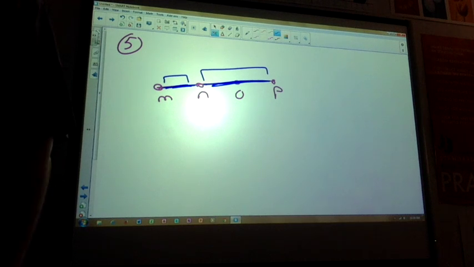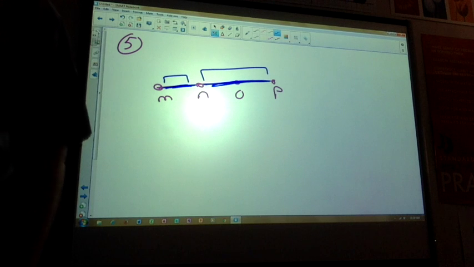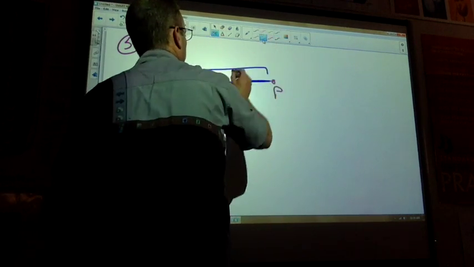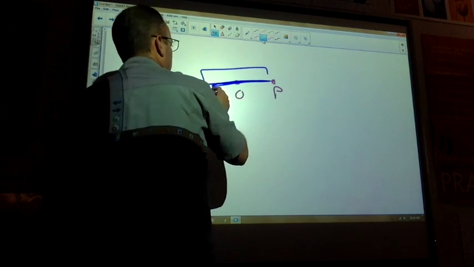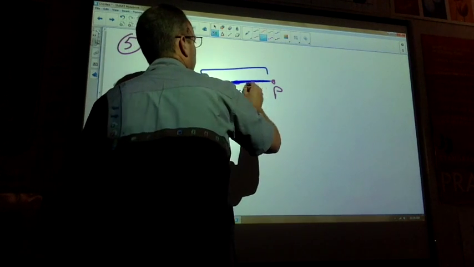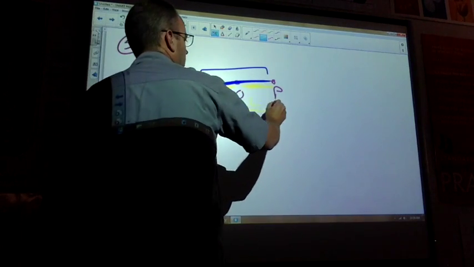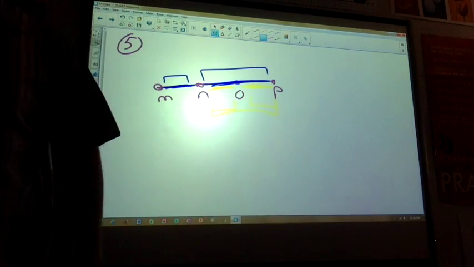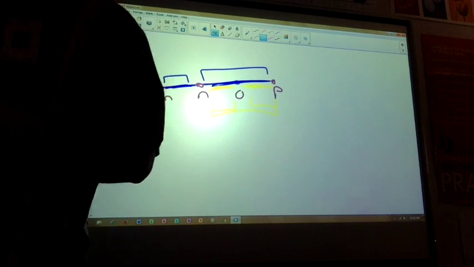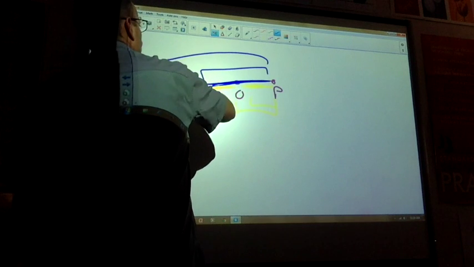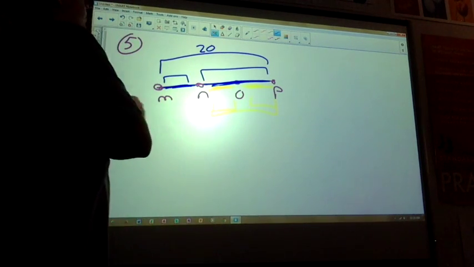Okay? And O is the midpoint of NP. And then we also know that this here and this here are equal lengths. They told us that the whole distance, M to P, is 20.